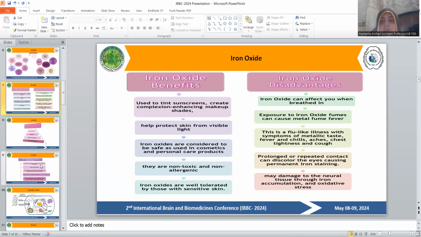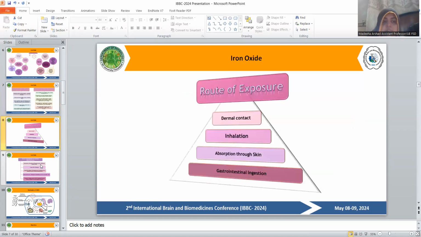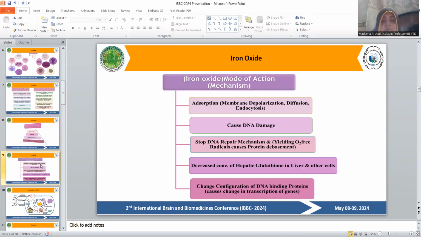But there are some disadvantages of iron oxide, for example it can affect you when breathed in. Exposure to iron oxide fumes can cause metal fume fever. This is a flu-like illness with symptoms of metallic taste, fevers and chills, aches, chest tightness and cough. Prolonged and repeated contact can discolor the eyes, causing permanent iron staining, or it may damage neural tissues through iron accumulation and oxidative stress. Its routes of exposure are dermal contact, inhalation, absorption through skin, or gastrointestinal ingestion.